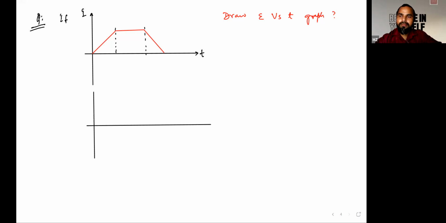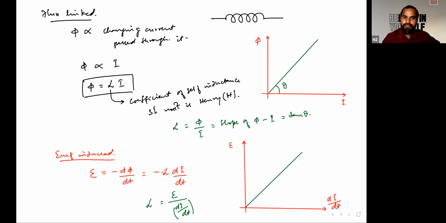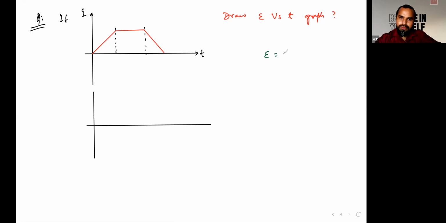I'm defining you. As we have learned in this particular part, EMF is nothing but minus of L di over dt. What it actually means? EMF is equals to minus L di over dt. So this particular part, di over dt, will define you the slope of current versus time graph. Okay. So just take the slope of this particular current versus time graph, multiply it by coefficient of self-inductance, and with negative sign, it will equals to EMF induced in that particular coil.